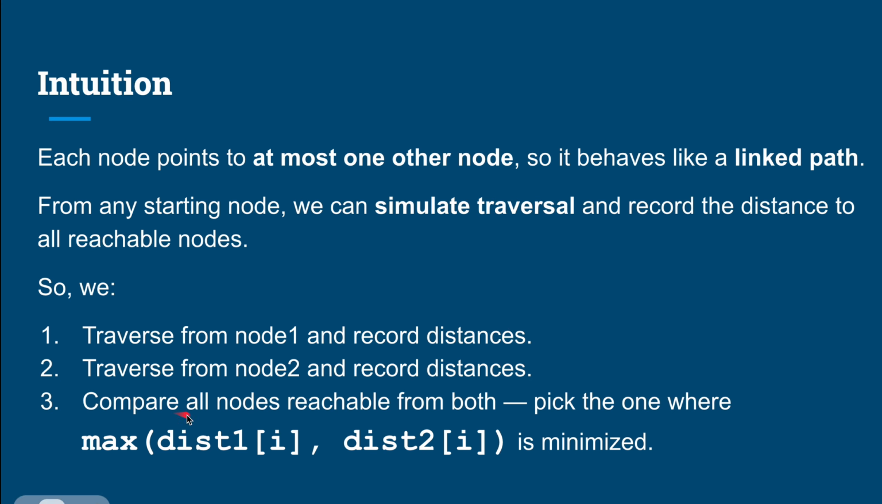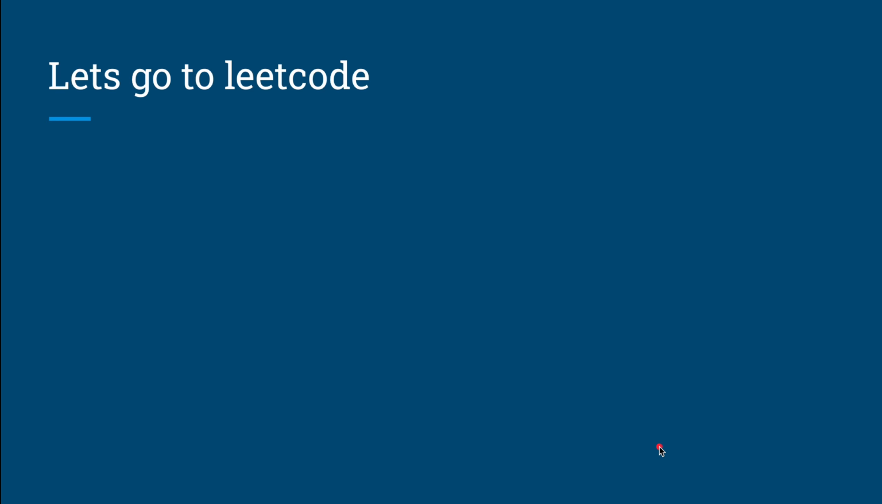And after that, we'll compare all the nodes that are reachable from both, and then we'll pick the one where the max of distance at 1 and distance at 2 is minimized. Whichever one is minimized, that we will take. Understood, right? Let's go to LeetCode and understand the code.